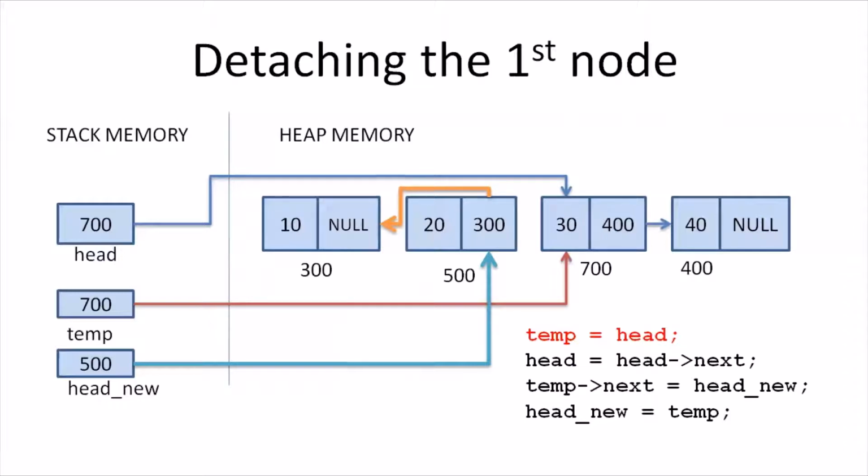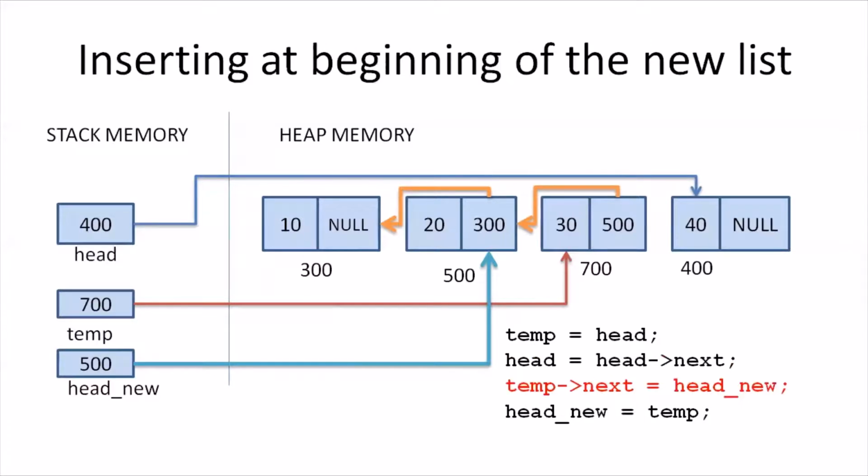Next we set head is equal to head next. This means that head will now store the address 400, indicating that it is now going to point to the fourth node of the original linked list. After this, we execute temp next is equal to head new. Head new is currently holding the address of the original second node of the linked list, that is 500. And temp is currently pointing to the original third node of the linked list at the address 700.